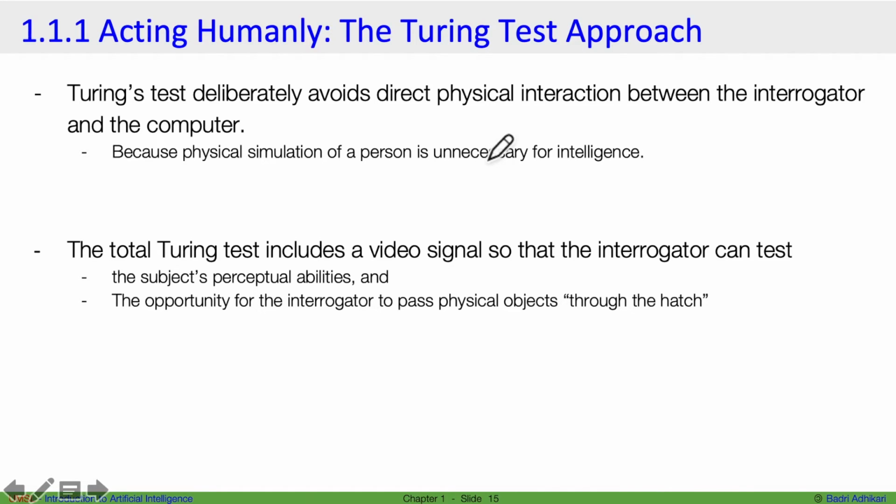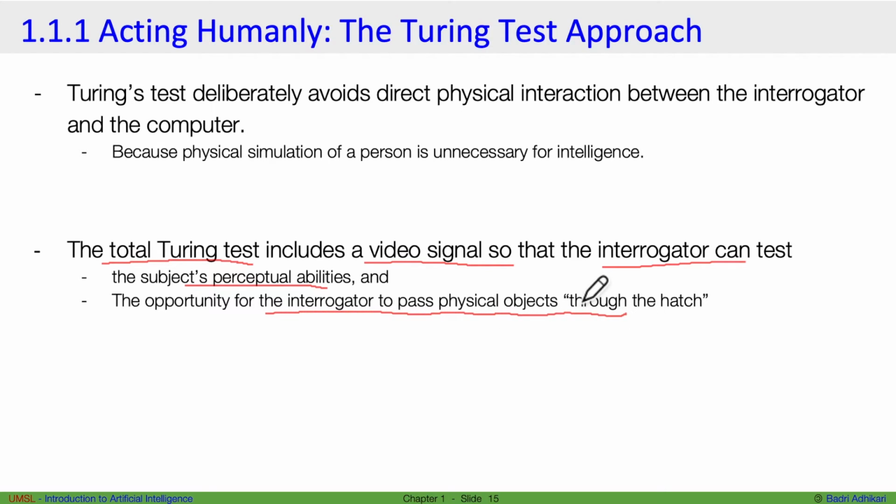Now, people have extended the Turing test to make it more challenging and more comprehensive. One example is the total Turing test. The total Turing test is an extension of the Turing test, where this test includes a video signal as well, so that the interrogator can test the subject's perceptual abilities as well, also providing the opportunity for the interrogator to pass physical objects through the hatch.